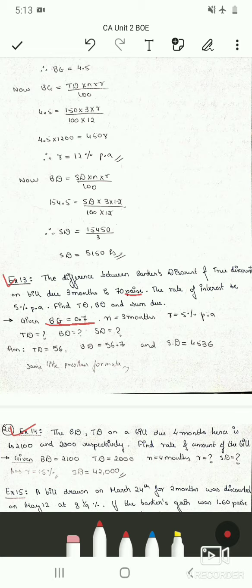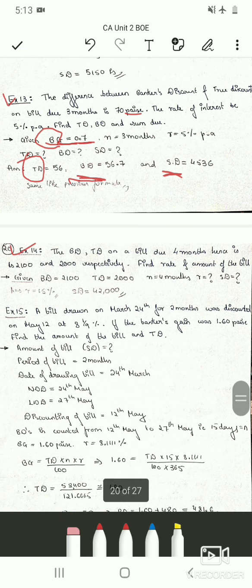Once you get true discount, then getting banker's discount is very easy because we have banker's gain, we have true discount, and we know the relationship between the two. And once you get banker's discount, then we can easily find out sum due. So simple problem.